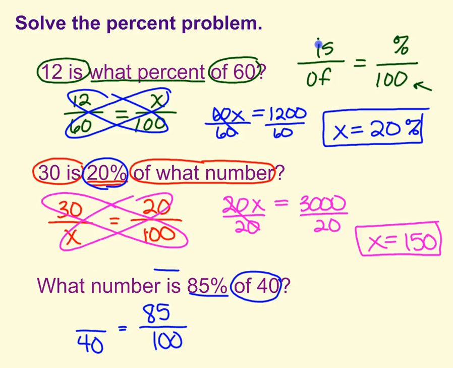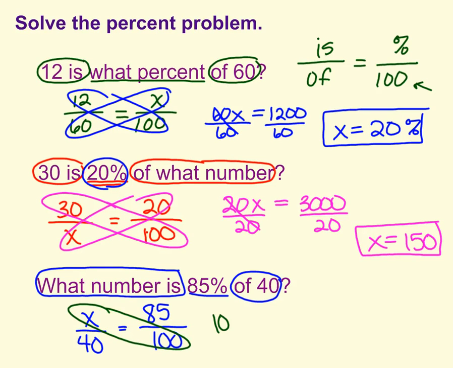And then do you see how it's what number is? It might be tempting to put the is with the 85%, but it's not, because percentages are not the is or the of. So it's just what number is. We don't know the is, so that's our x. Then we solve our proportion by cross multiplying. 100x equals whatever 85 times 40 is. We get 3,400. And then to get x alone, divide both sides by 100.